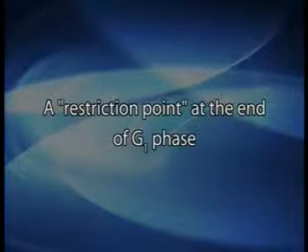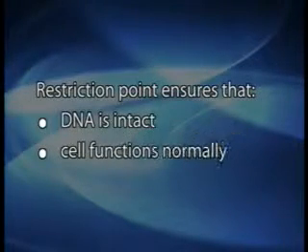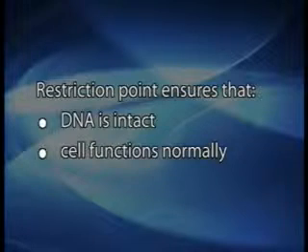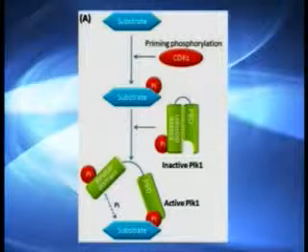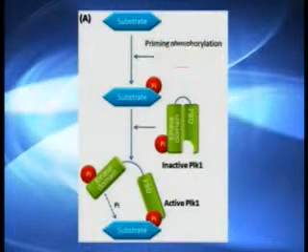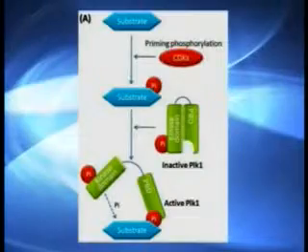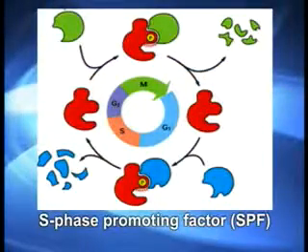There is a restriction point present at the end of the G1 phase. This checkpoint is actually a series of safeguards to ensure that the DNA is intact and no repair is required and that the cell is functioning normally. Functionally, these safeguards exist as proteins known as cyclin-dependent kinases or CDKs. This checkpoint is also called S-phase promoting factor, SPF, or G1 S-phase checkpoint.